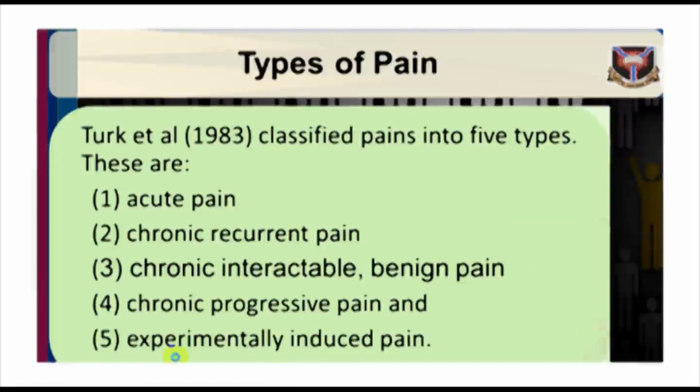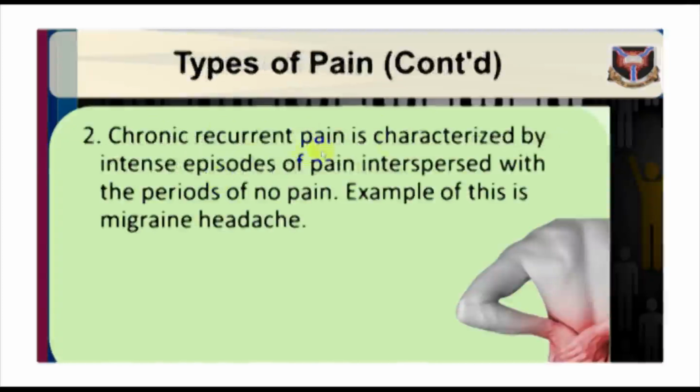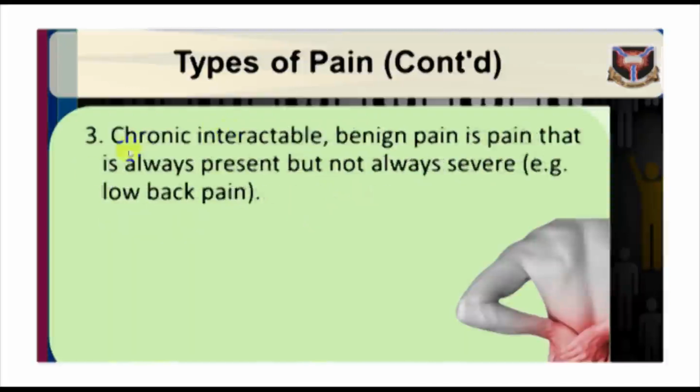1. Acute pain, which is of a sudden onset and characterized by sharp pains. 2. Chronic recurrent pain is characterized by intense episodes of pain interspersed with the periods of no pain. Example: this is a migraine headache.